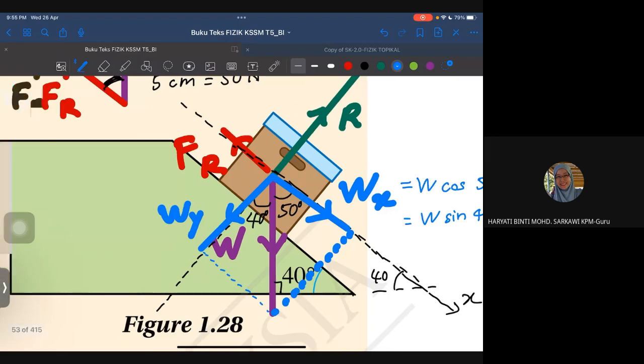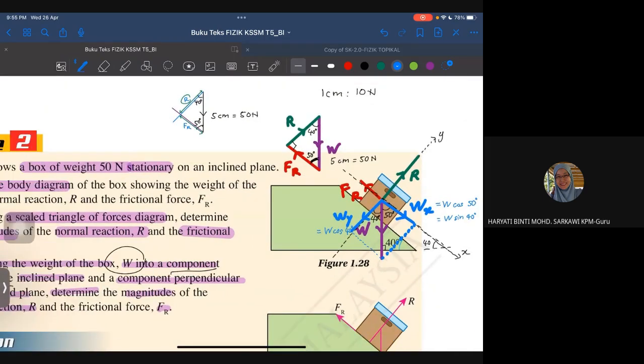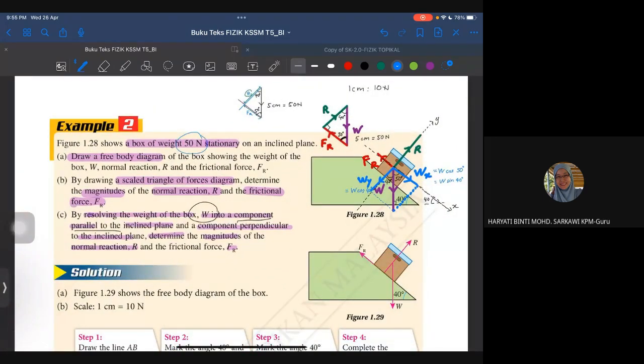Now WY. Let's say you're using 40 degree for WY here. Sine or cos? Cos, right? Because of adjacent to 40. So you can write W cos 40. The value of W is 50 Newton. So you can do a calculation.